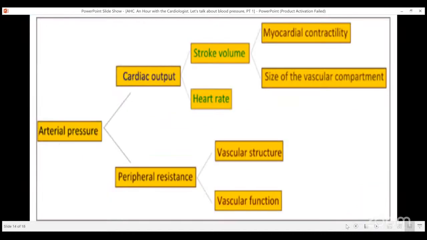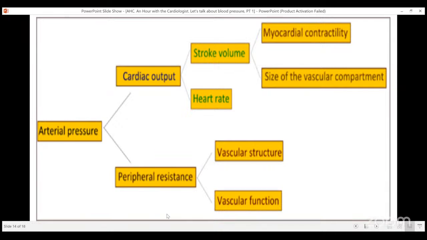Cardiac output will increase your blood pressure. The formula for blood pressure is cardiac output times peripheral resistance. Cardiac output is the amount of blood that's being pumped out by the heart, and it is determined by the stroke volume and the heart rate. The heart rate is the number of times the heart beats. Peripheral resistance is how narrow or how wide the vessels are.